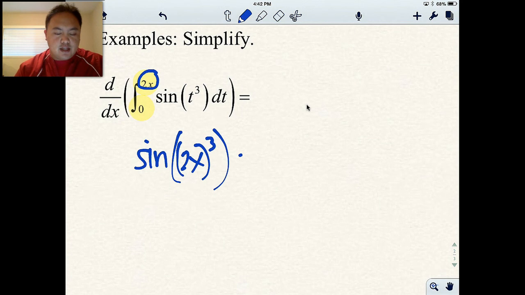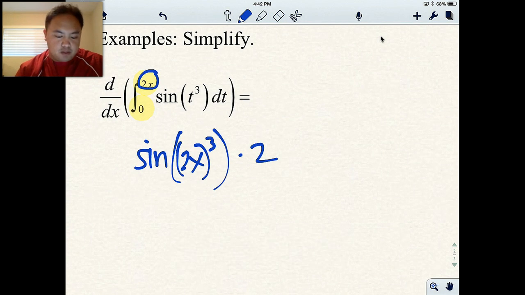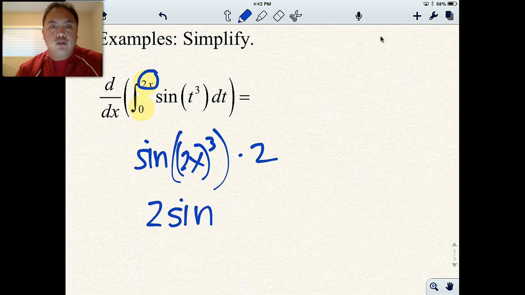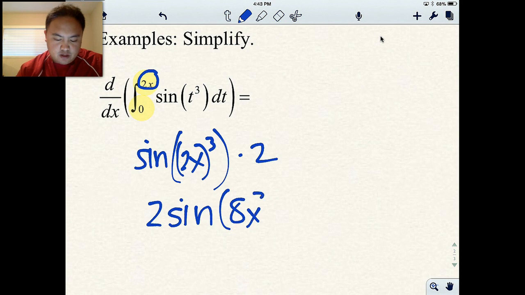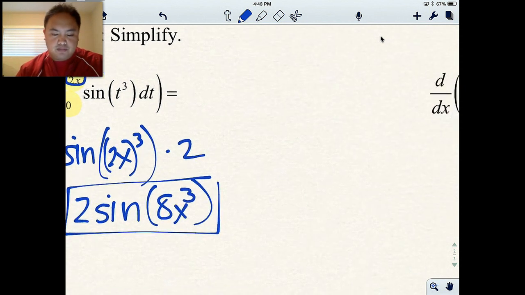So in this case, I plugged in 2x. I think you all see this. I've plugged in 2x, but I have to multiply by the derivative of the inside. And the derivative of the inside for this particular problem is 2. So the answer to this particular problem is going to be 2 sine, again, I have 2x to the third power. So 2 to the third power is 8, and then x to the third. That's how you do it if you don't have just a plain x as one of the bounds.